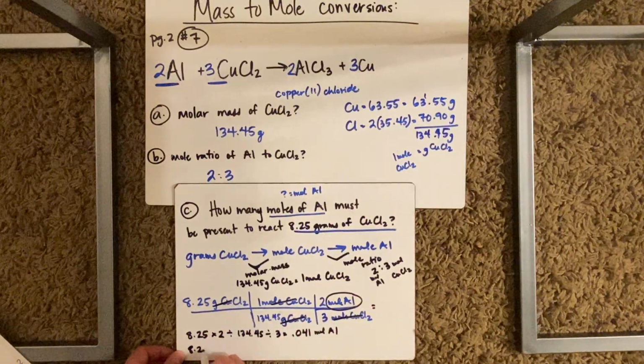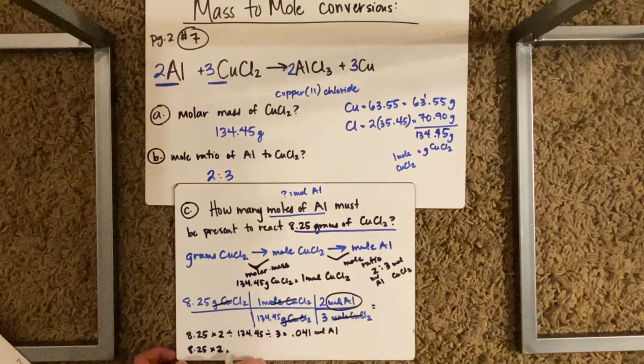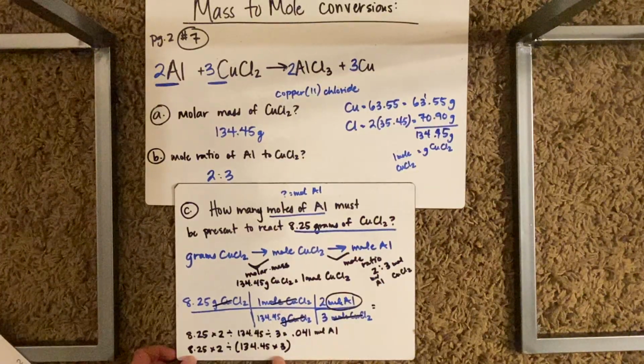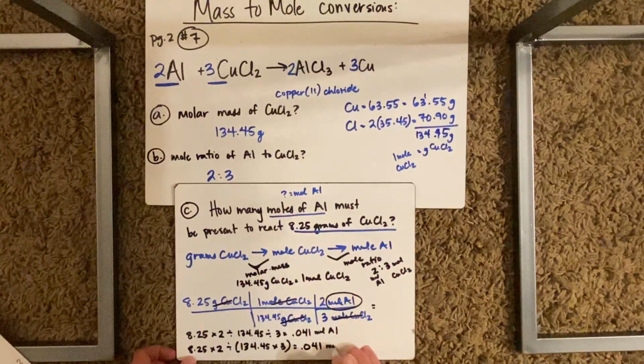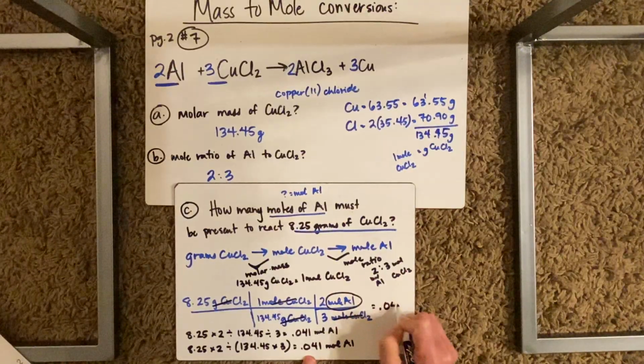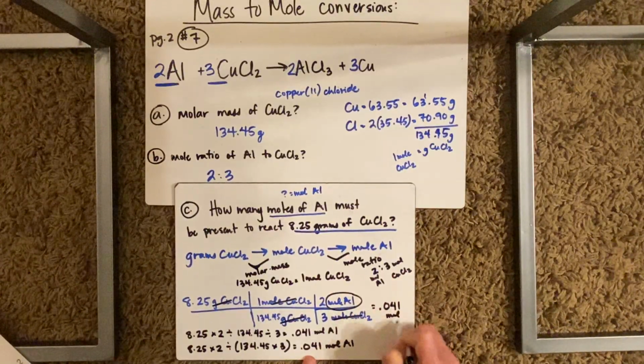A second way that we can plug this in is, again, we're going to multiply across the top. So we're going to do 8.25 times 2. And then I'm going to divide by the bottom, but I'm going to put these in parentheses, 134.45, and I'm going to times that by 3. But notice if I'm going to use multiplication on the bottom, I have to use parentheses because of order of operations. And you're still going to get the same answer. So the answer is 0.041 moles of aluminum.